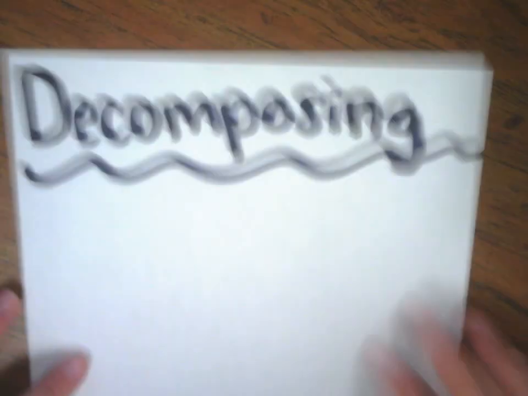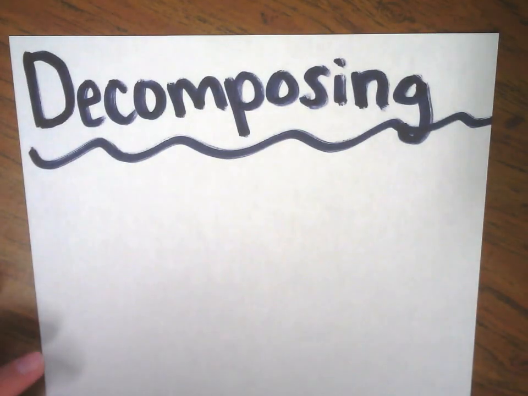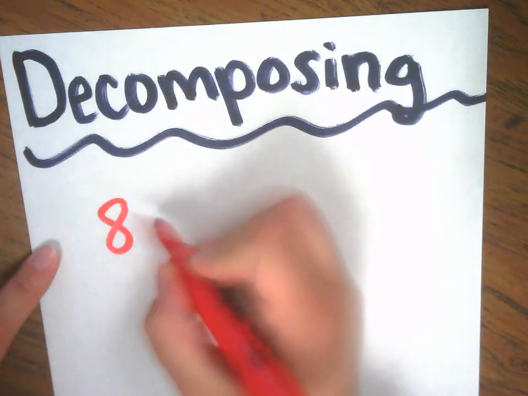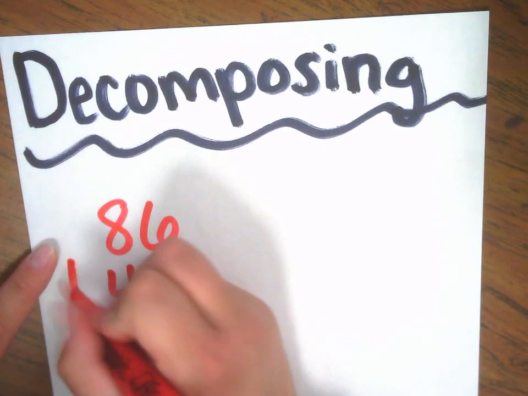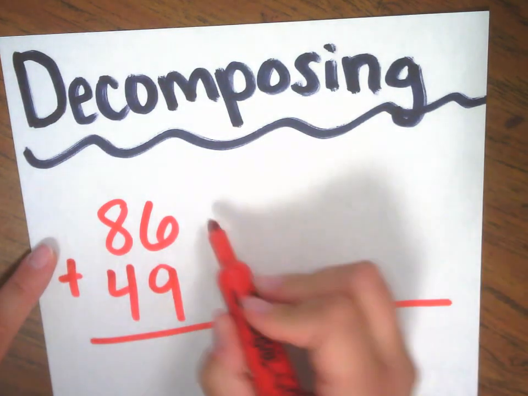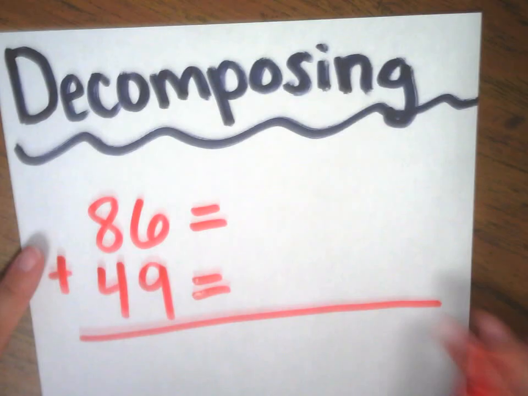The next strategy is called decomposing. This strategy is one that I think really helps us comparatively to the H2O chart. And it's also kind of like the algorithm, the vertical way that we learned growing up. So this is how I set it up. I stack them on top of each other.